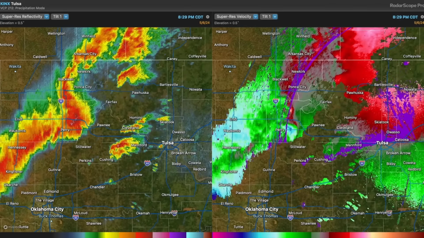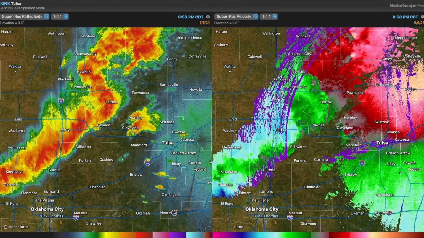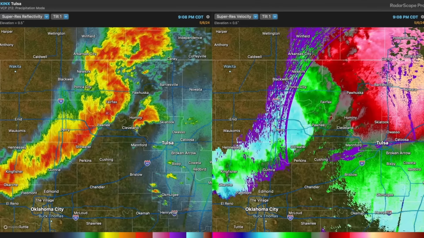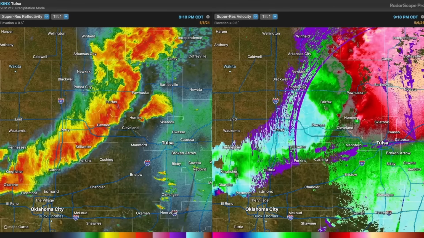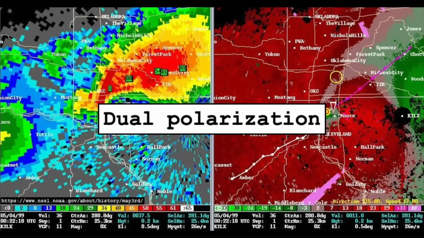Reflectivity and velocity are the two foundational products of weather radar and can tell us a number of things about a storm's behavior and characteristics. However, they only give us a two-dimensional look at targets. Before the early 2010s, WSR-88D radars could only produce reflectivity and velocity measurements, but starting in 2012, the entire network was upgraded to have dual polarization capabilities.